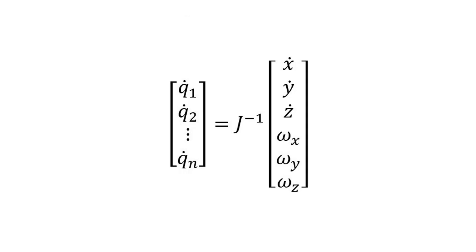Just like we can find the end effector velocities by multiplying the Jacobian matrix times the joint variable velocities, we can find the joint variable velocities by multiplying the inverse of the Jacobian matrix times the end effector velocities. So we already know how to find a Jacobian matrix. How do we find the inverse of a Jacobian matrix?